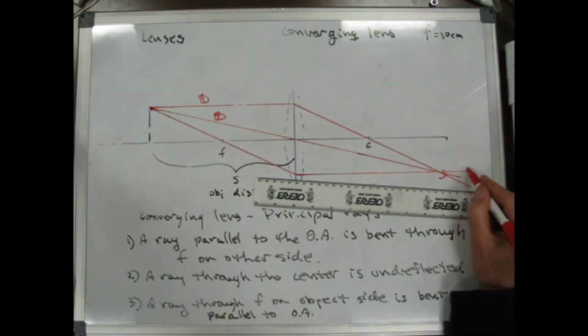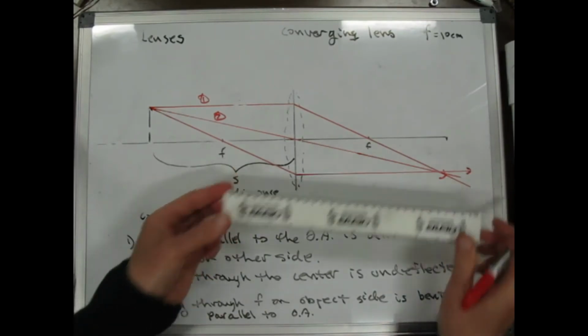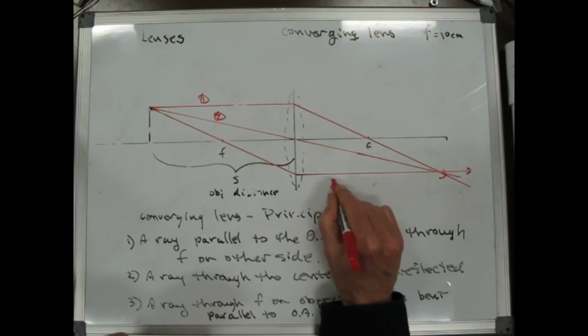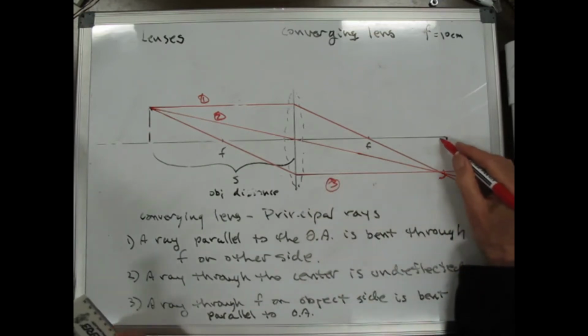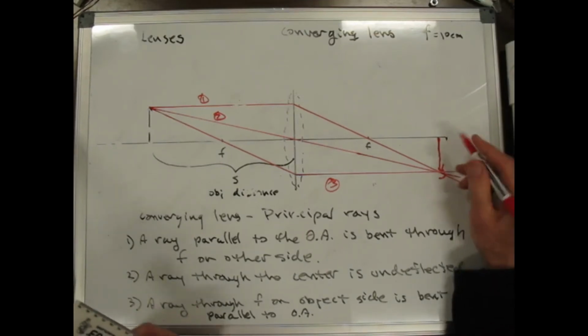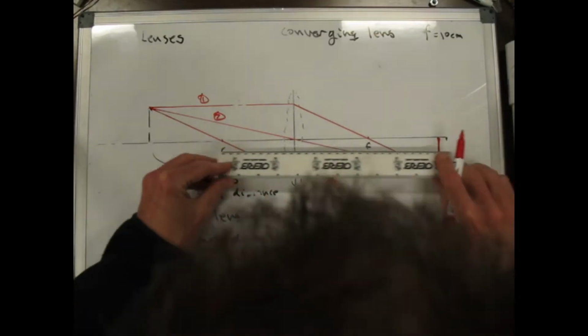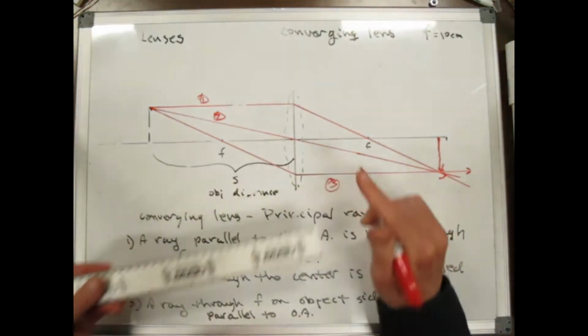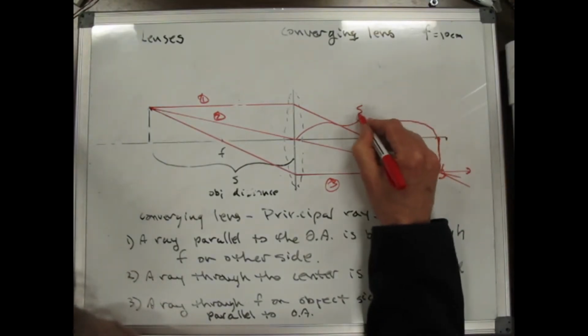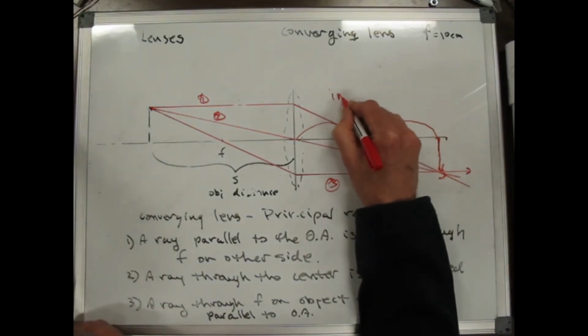It's not the best drawing in the world, but you can sort of see that these three rays tell you where the image is, somewhere in here, I would say. What we get for that, if I measure it, is about 20 centimeters. We call that S prime, or the image distance.